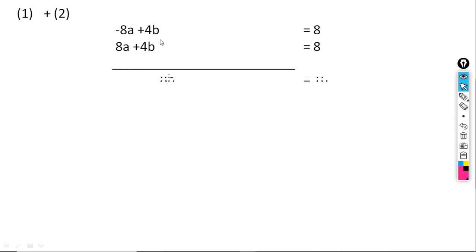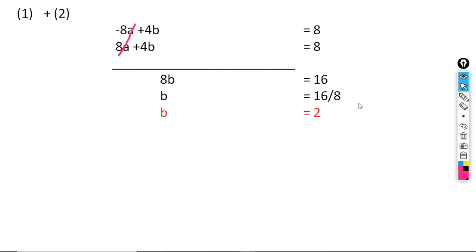By adding them, this minus 8a and 8a will cancel, as it was cancelled in the previous question. We get 4b plus 4b, that gives us 8b. 8 plus 8 gives 16. Value for b comes to be 2.